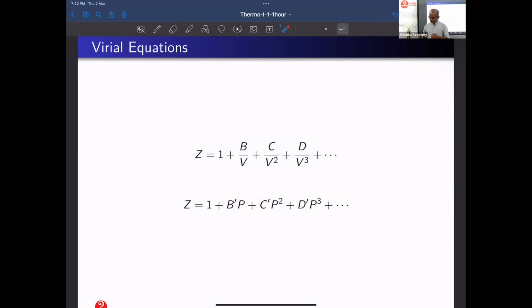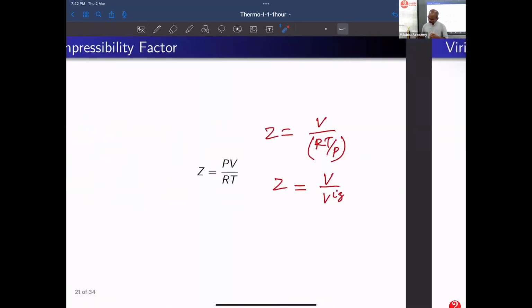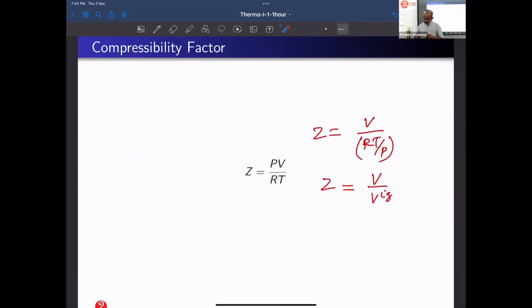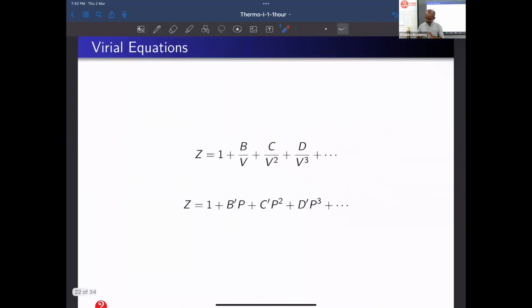Of course, polynomial of V means not simply PV squared, it is P by V. So this Z is 1 plus B by V plus C by V squared. Normally we'll limit to these two terms, because this itself will end up with a cubic equation. If you include more terms, then you'll have a fourth order polynomial, which is not so easy to evaluate. So normally this is a one parameter, this is a 2 parameter, this is a 3 parameter.